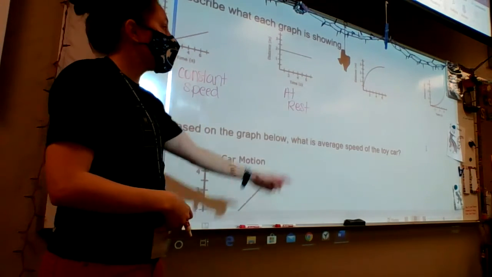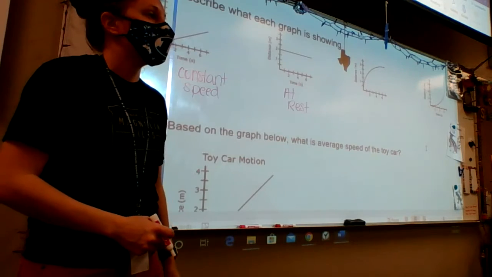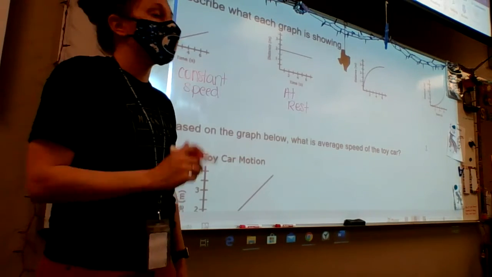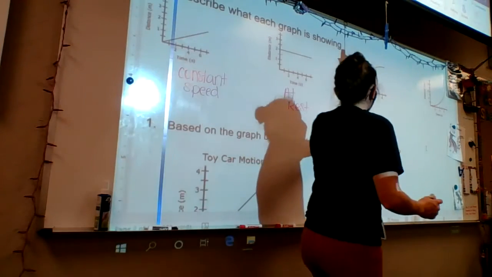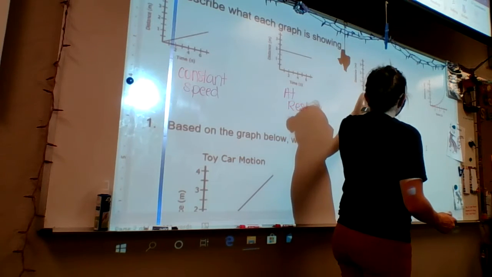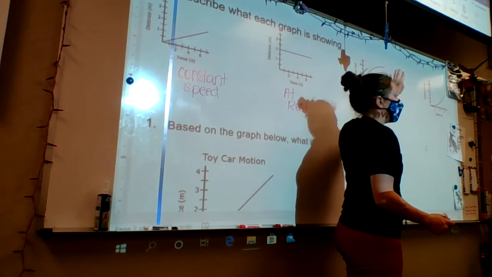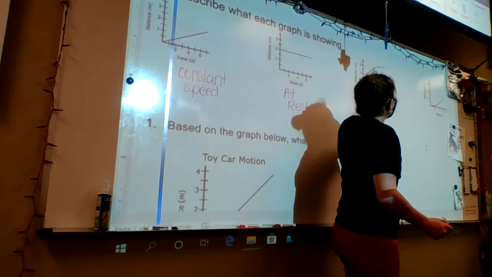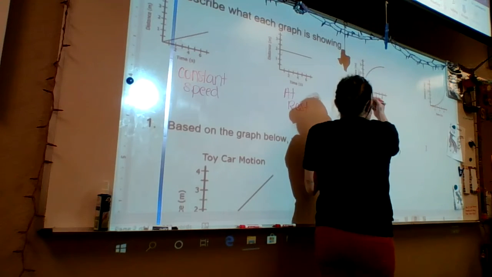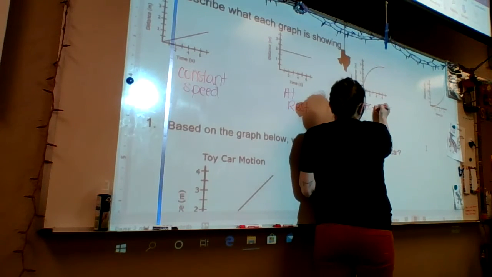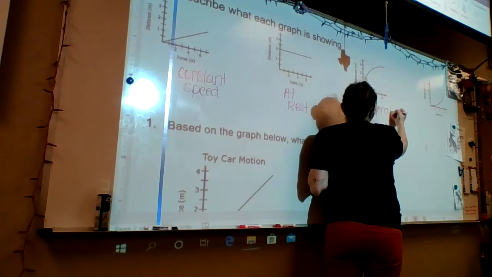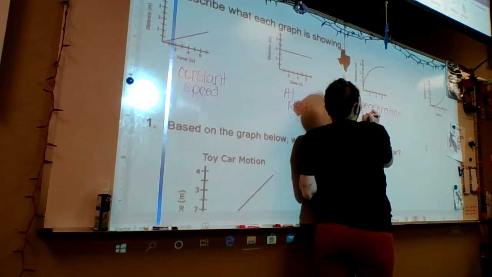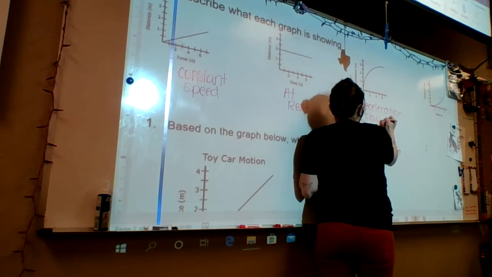Okay, what are the two graphs with curves showing us? Acceleration, okay, but we're going to be a little bit more specific. So this is going to be when something is slowing down. This upwards curve like that is slowing down. All right, so we would say it's deceleration, which just means slowing down.